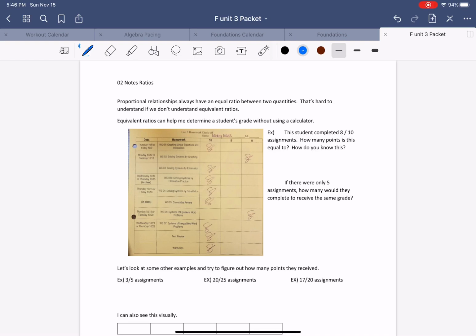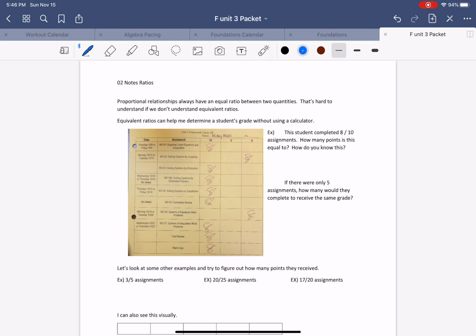Today we're going to talk about ratios. We've talked about proportions, and we've said that they have an equal ratio between two quantities. But if we don't know what equivalent ratios are or how to find them, then that can be really hard to understand. So let's look at a homework sheet that I obviously made up, or maybe Mickey Mouse is in my class. But I use equivalent ratios to help me grade things.